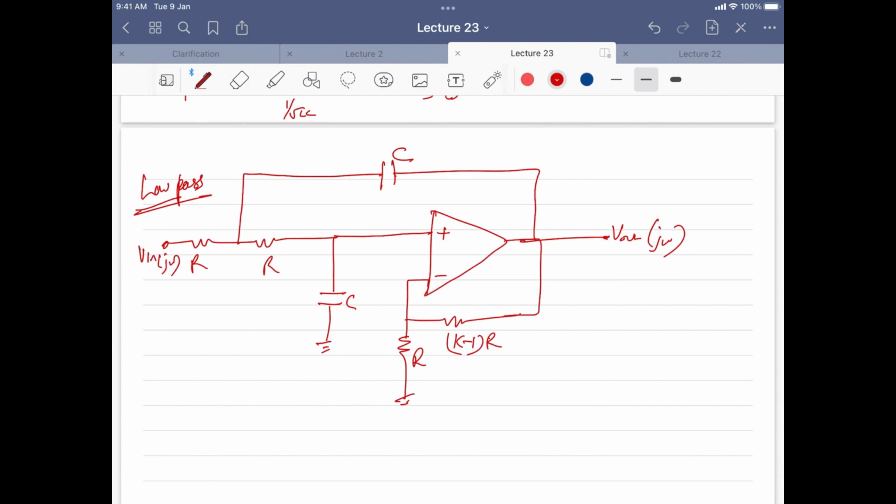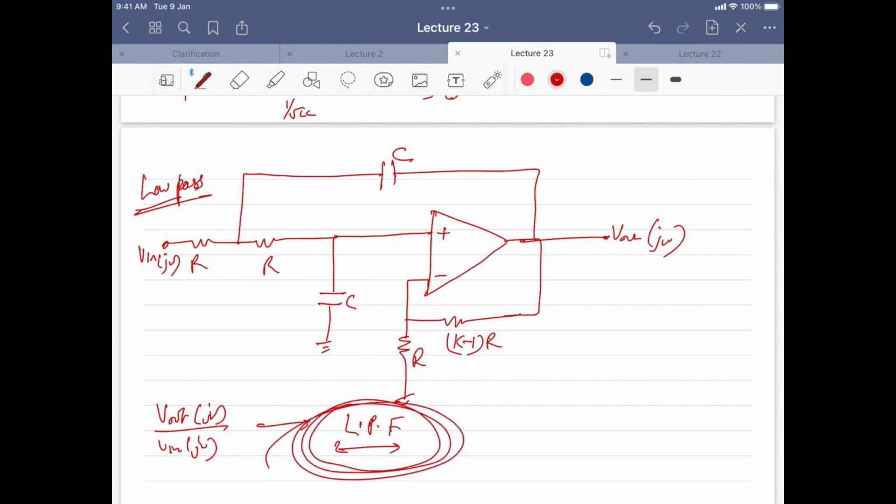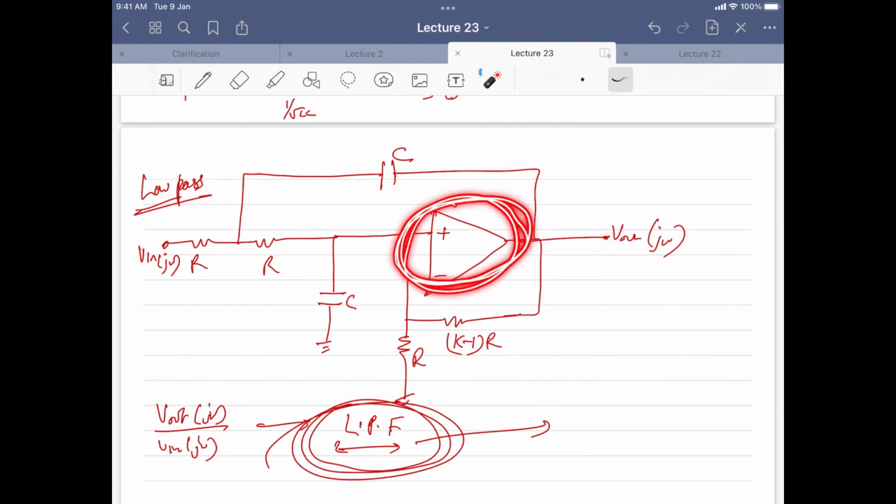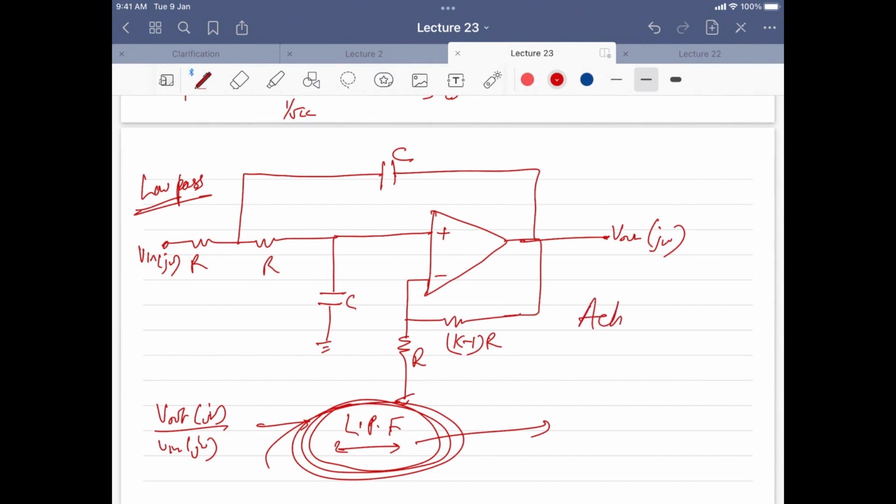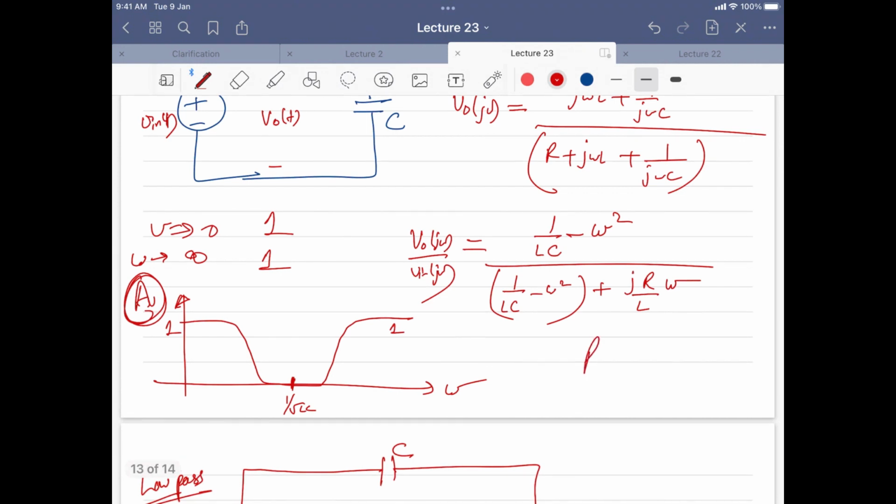Now my claim is that for this particular circuit, if you calculate V out by V in, you will get low pass filter characteristics. So in the next class, you calculate the transfer function, solve it, let me know what answer you get, and prove that it's a low pass filter. These types of circuits which involve operational amplifiers are called active filters. Earlier ones are called passive filters.